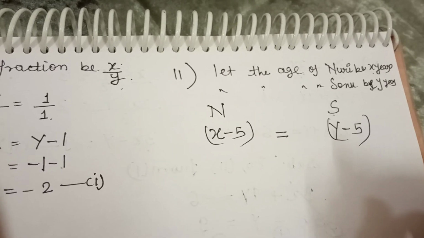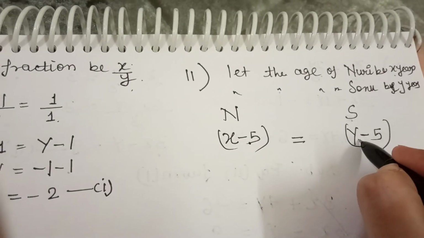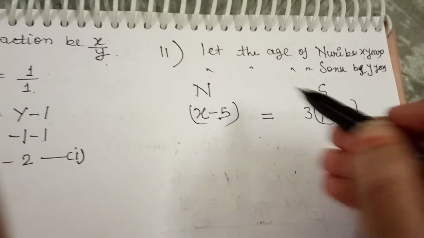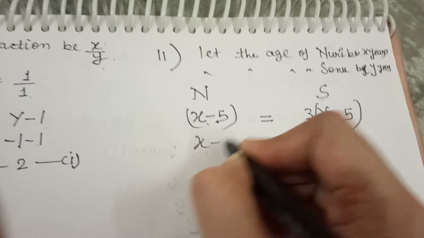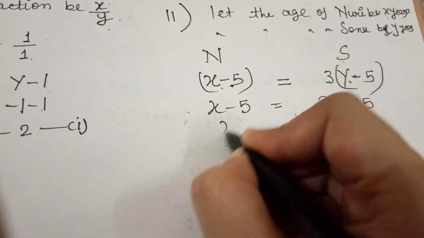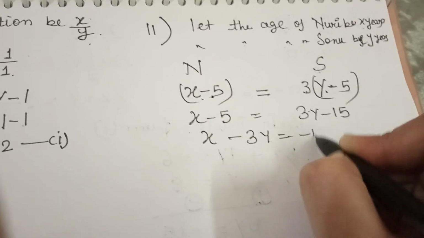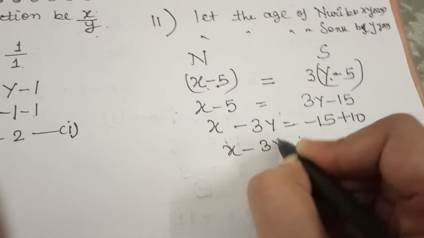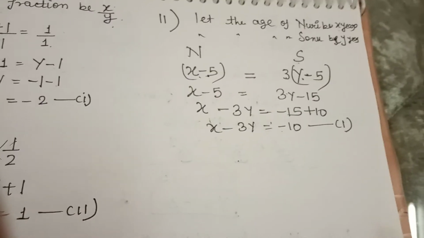Noori was thrice as old as Sonu. So we will multiply 3 in the age of Sonu, not in the age of Noori. Noori was equal to 3 times Sonu's age. Fine. So x minus 5 equal to 3y minus 15. So x, shift this here, minus 3y equal to minus 15 plus 5. So what is the equation? x minus 3y equal to minus 10. So this is your first equation.